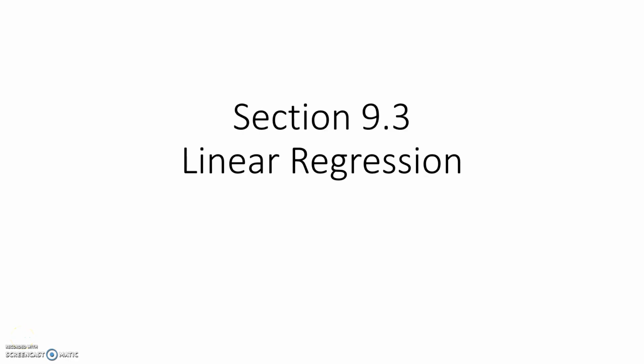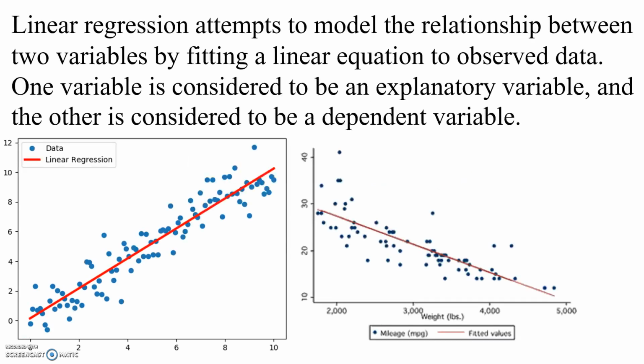In this section, we will talk about the concept of linear regression. Linear regression attempts to model the relationship between two variables by finding a linear equation, this is the key word here, that best fits the observed data. One variable is considered to be the explanatory variable, and the other is considered to be a dependent variable.